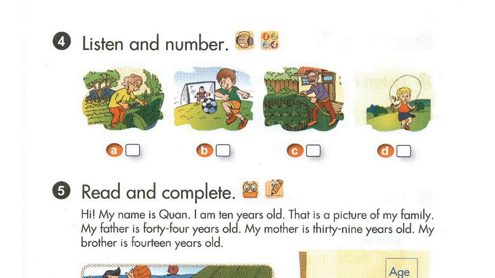3. Who's that? It's my grandmother. How old is she? She's 64. 4. And who's that? It's my brother. How old is he? He's 13.